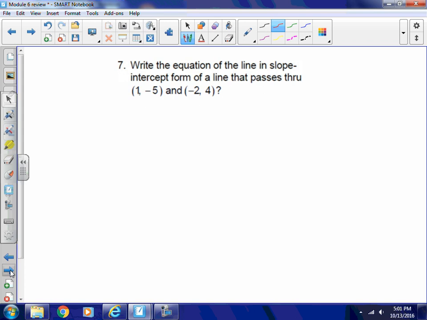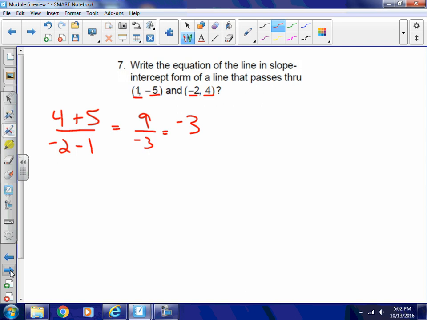Number 7, write the equation of the line in slope-intercept form of a line that passes through these 2 points. So again, we'll calculate slope. y2 minus y1, 4 minus a minus 5 is 4 plus 5, over x2 minus x1. And we've got a 9 over negative 3, and that simplifies to be negative 3.